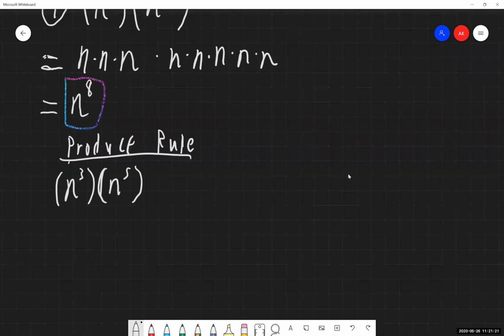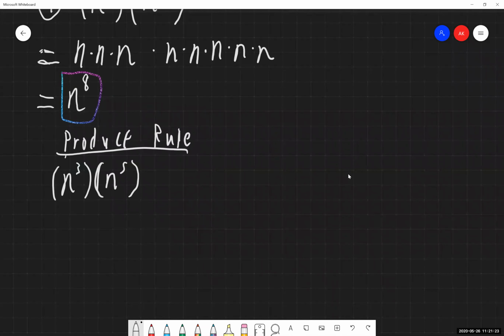So I'm looking at these and saying, all right, the bases of the exponents are the exact same. The base is n for both of them. If the base is the same and they are multiplying together, then I can add the exponents together and simplify from there. So really, I have n to the 3 plus 5. 3 plus 5 is going to give me 8, so I get n to the 8th power for my final answer.